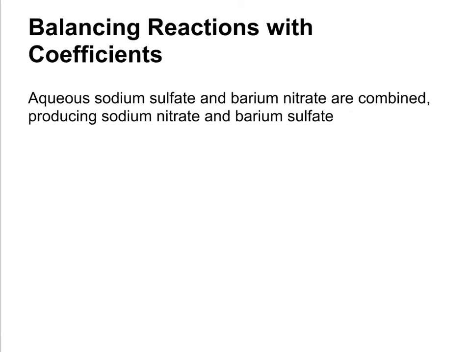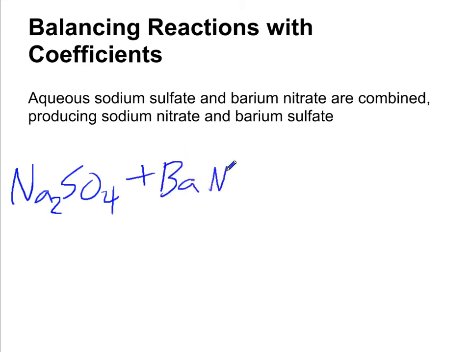Aqueous sodium sulfate and barium nitrate are combined, producing sodium nitrate and barium sulfate. This is a double replacement reaction. We got sodium sulfate. Sodium's got a +1 charge. Sulfate has a -2, so we have to put a 2 down there to balance it. And it's going to react with barium nitrate. Barium has a +2 charge, so we have to throw a 2 down here. Nitrate's got a -1, just leave our understood 1 there and put our parentheses around it.